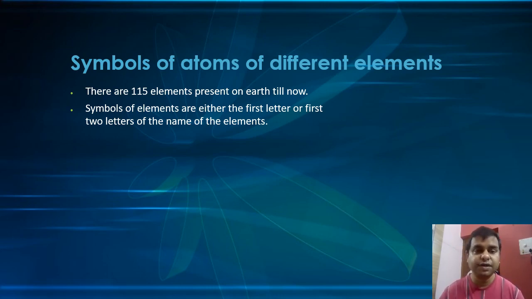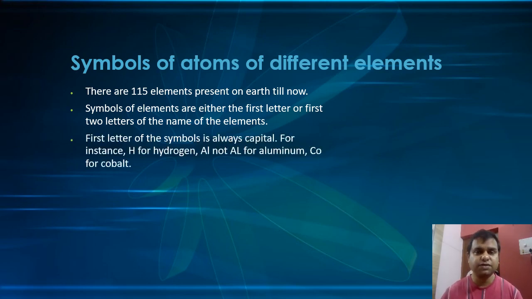Each element has a different letter, and that letter symbolizes that element. Sometimes the starting letter of that element is used to denote it in capital, and sometimes the first two letters are taken, and in that case the second letter is not capital but small. For example, over here we see hydrogen, which is capital H. Aluminium is capital A, small l, and not capital A and capital L.